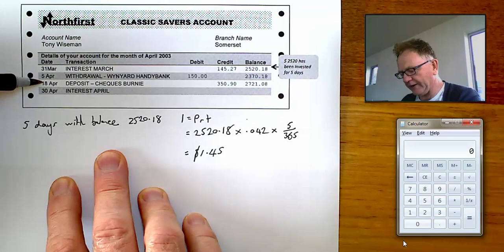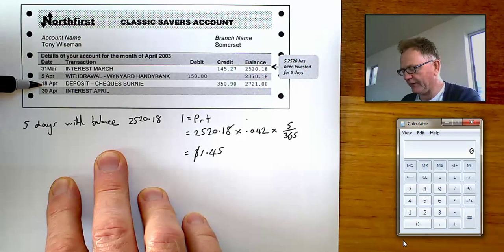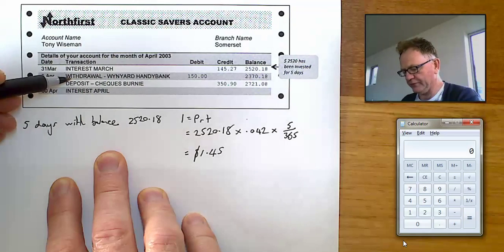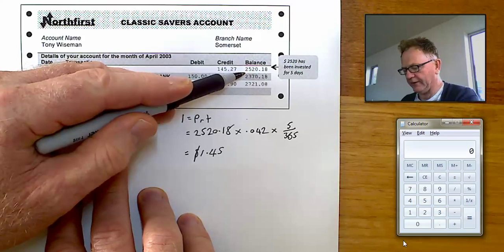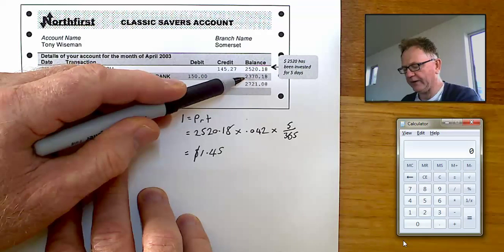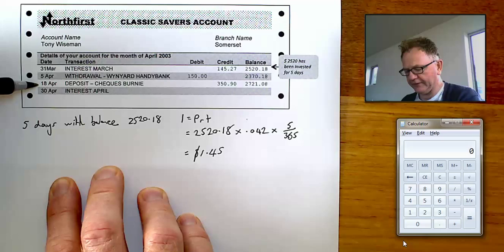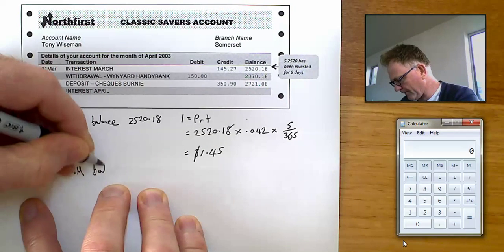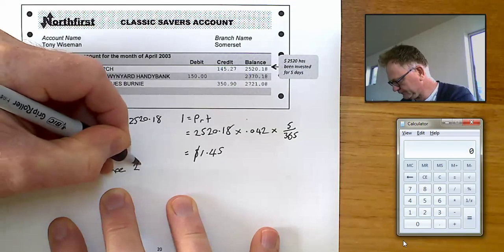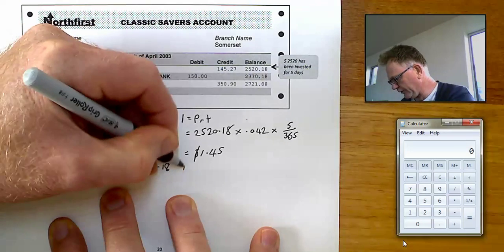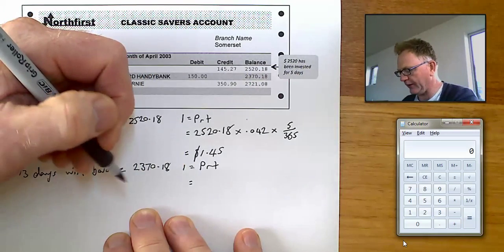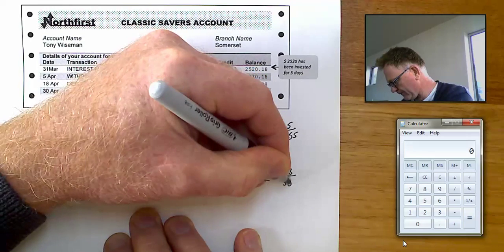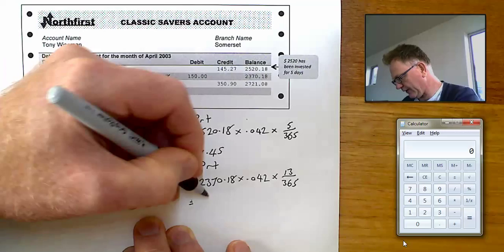Then from the 5th of April to the 18th of April, well, that'll be 13 days in there. 18 minus 5 equals 13. The balance was this much. He withdrew $150. That's taken off the original amount to give us this, and that didn't change for the next 13 days. We can use I equals PRT to work out how much interest he should get for those 13 days. I've done the calculations in advance. $3.55.